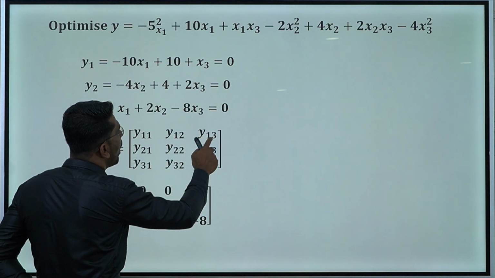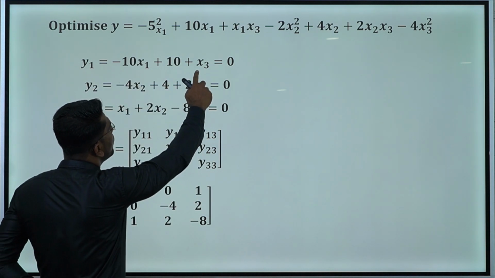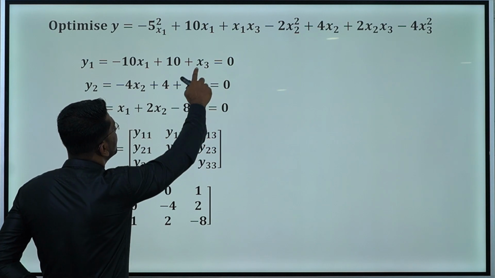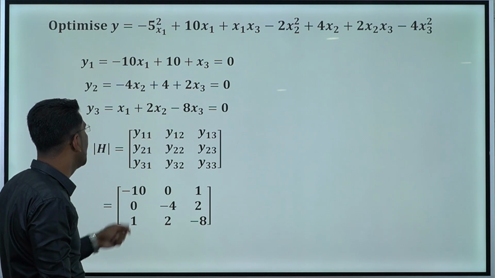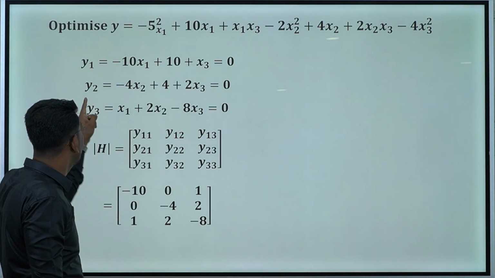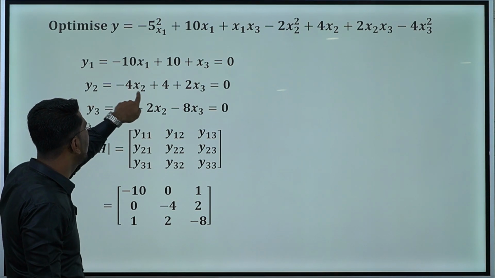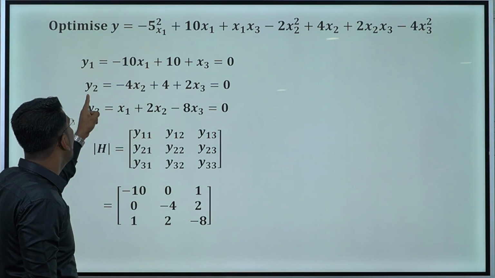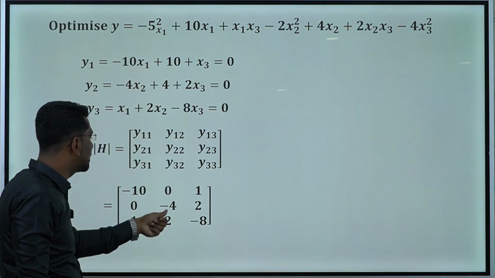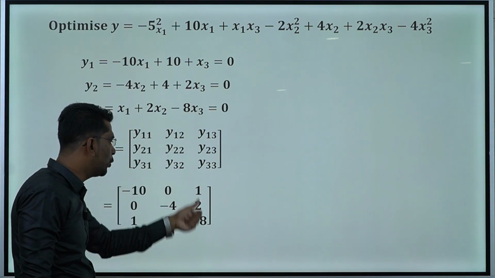Similarly, y13: in y1 we are going to differentiate with respect to x3. The derivative of x3 is equal to 1, so I am writing here 1. y21, that is the partial derivative of y2 with respect to x1. Where is x1? There is no x1 term, so here it is 0. Now with respect to x2, it is minus 4. Then with respect to x3, it is equal to 2.